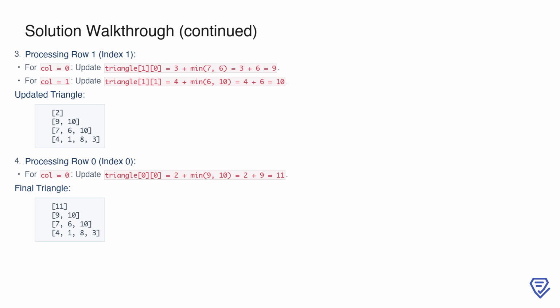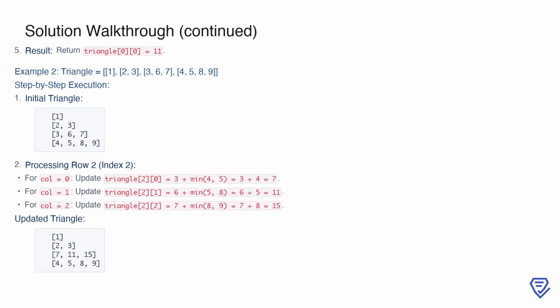Finally, we process row 0, which is the top of the triangle. At column 0, triangle[0][0] is updated to 2 plus the minimum of 9 and 10, which results in 2 plus 9 is equal to 11. The triangle is now reduced to a single value at the top: 11, 9, 10, 7, 6, 10, 4, 1, 8, 3. At this point, the solution is complete for the first example. The minimum path sum is found at triangle[0][0], which is 11.